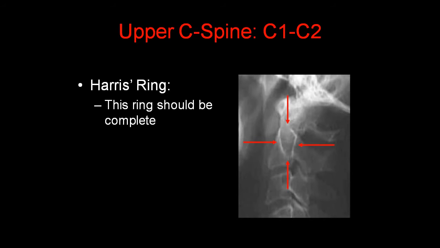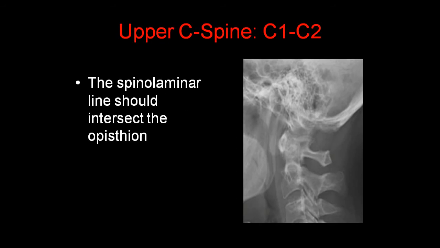Always look at Harris's ring. This is a ring that's superimposed over C2 and it should be complete. If it's incomplete, suspect a fracture. In addition, the spinolaminar line should always intersect the opisthion. The opisthion is the bony protuberance at the base of the occipital bone.